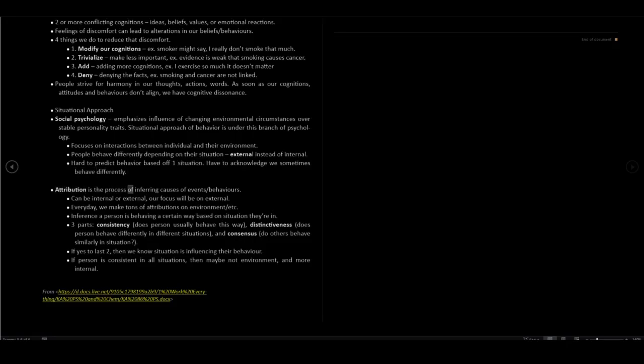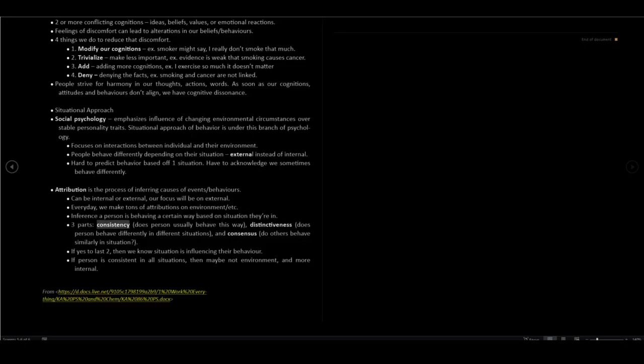Attribution is the process of inferring causes of events and behaviors. It can be internal or external, and our focus will be on external. Every day, we make tons of attributions about the environment and so on. Inference: a person is behaving a certain way based on the situation they're in.